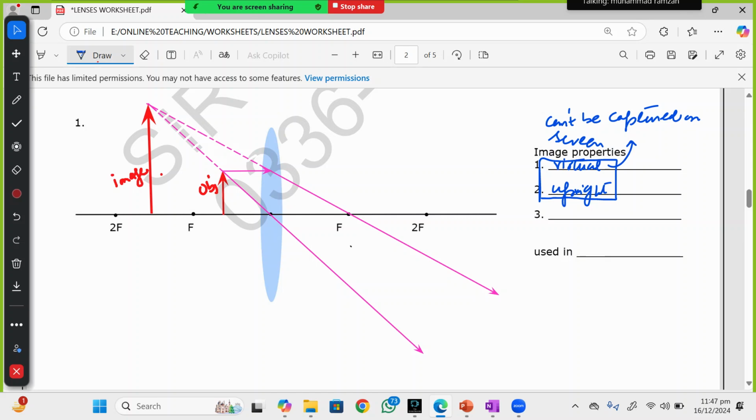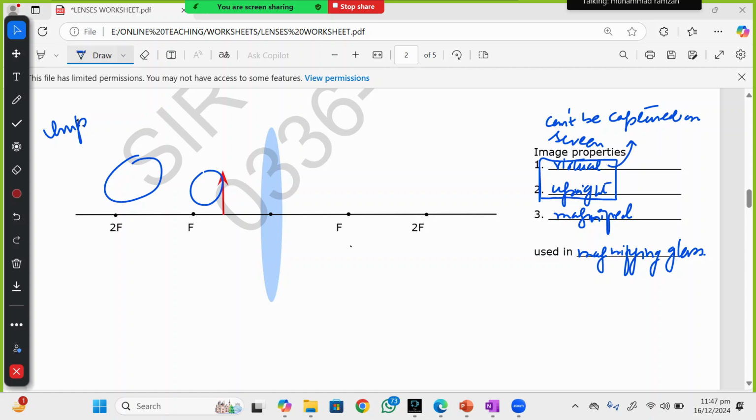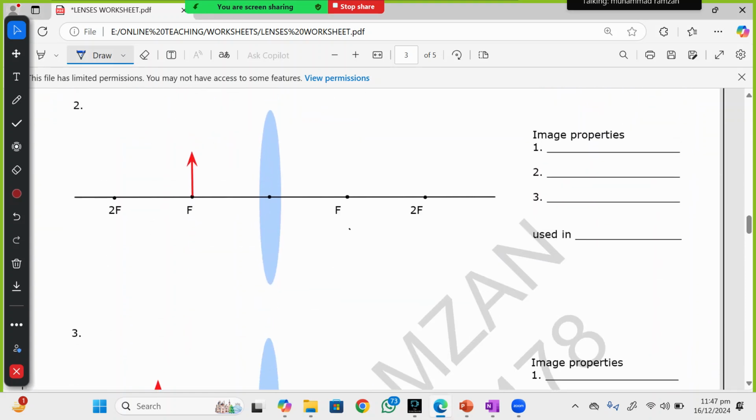If we see, the object size is smaller and the image size is bigger, so we can say the image is magnified as well. It is bigger in size, and it is actually used in a magnifying glass. So this is case number one, which is very important from the paper point of view. Now we will proceed to case number two. Case number two is very important.